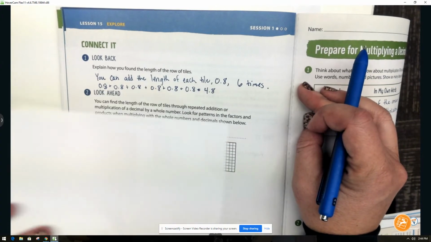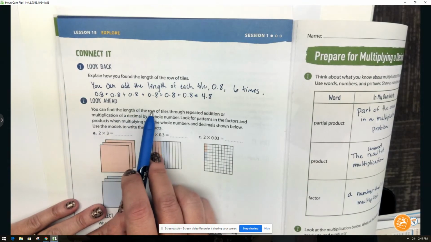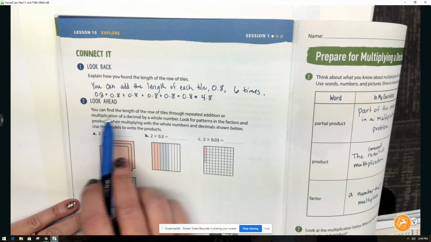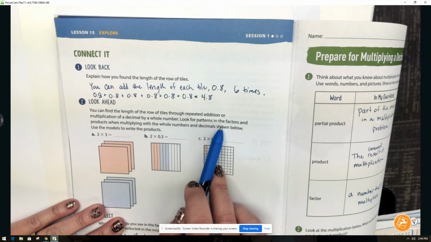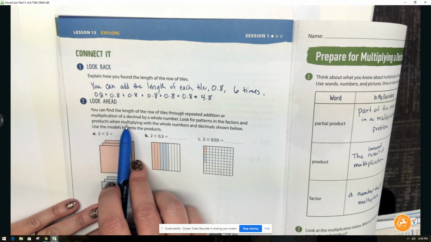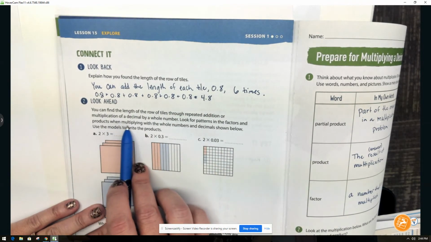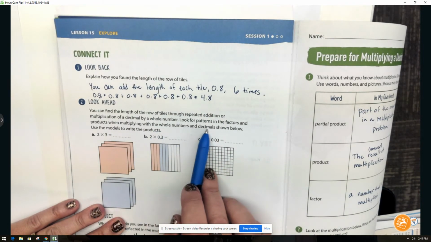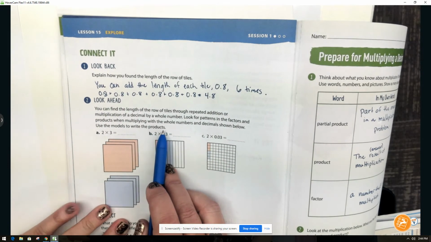Now looking ahead, it says you can find the length of a row of tiles through repeated addition or multiplication of a decimal by a whole number. Look for patterns in the factors and products when multiplying with the whole numbers and decimals shown below. Use the models to write the products.